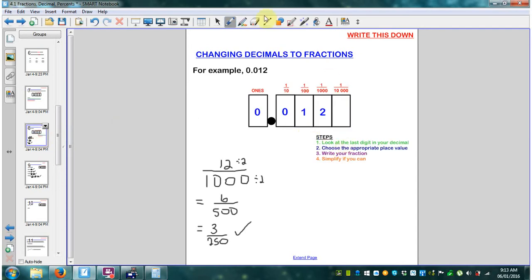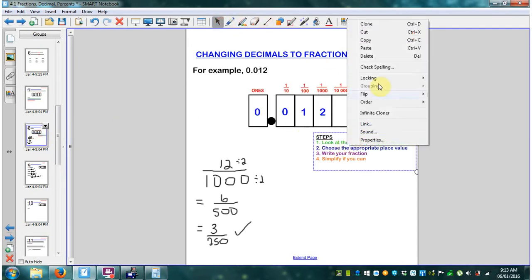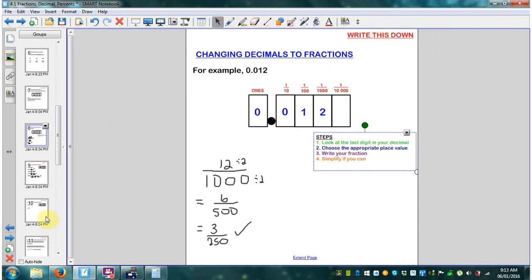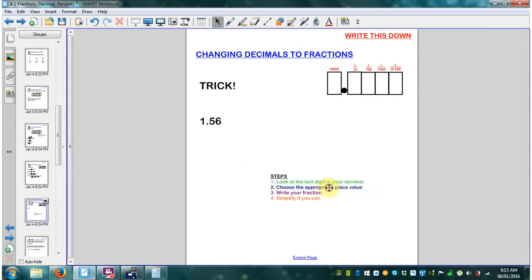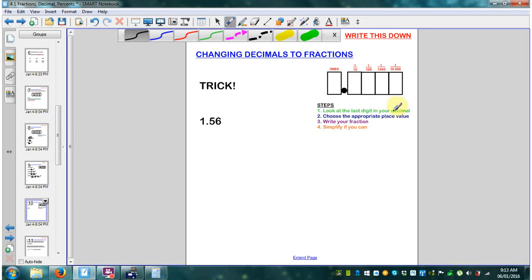And our rules are our steps. Our first step is to look at the last digit in your decimal. So the last digit would be in 1.56. Alright, we choose the appropriate place value. We choose our hundredths, because that's where our last digit is. And we write our fraction.